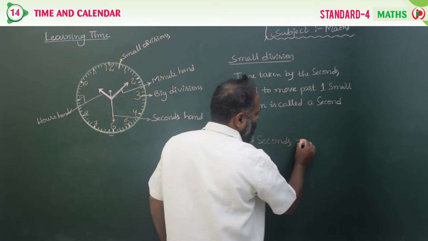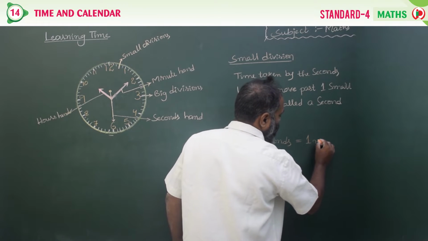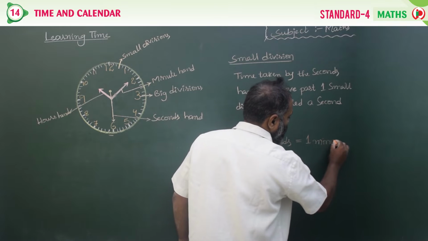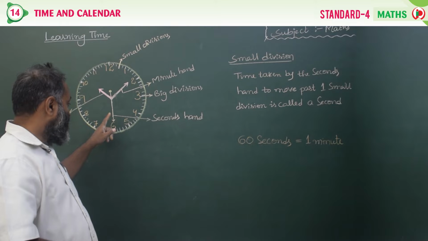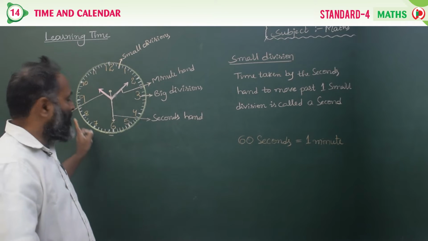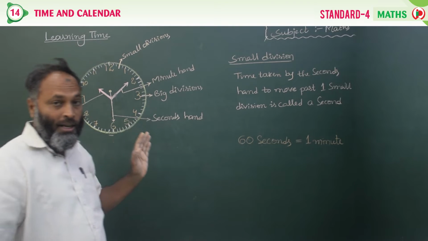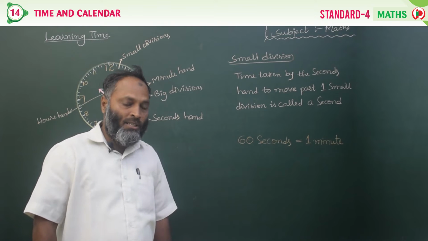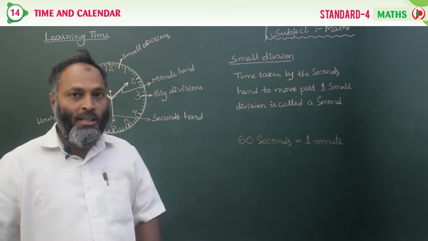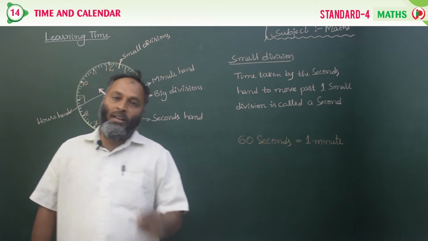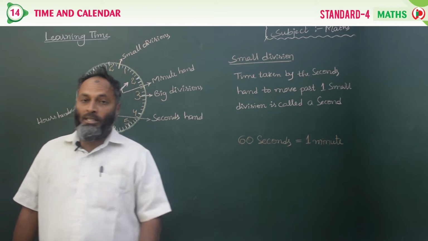60 seconds makes 1 minute. It means if this second hand completes one rotation, it moves 60 small divisions, that means 60 seconds, that is 1 minute. In 1 minute how many seconds we have? In 1 minute we have 60 seconds.